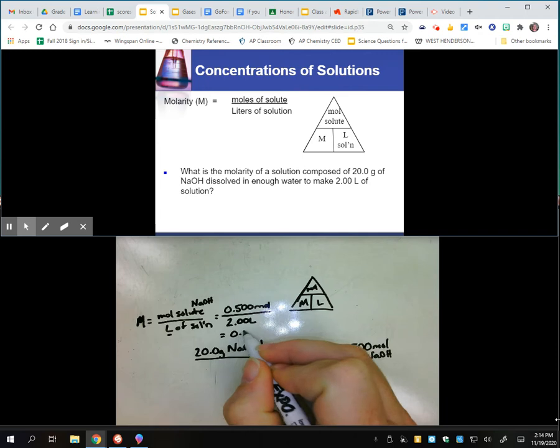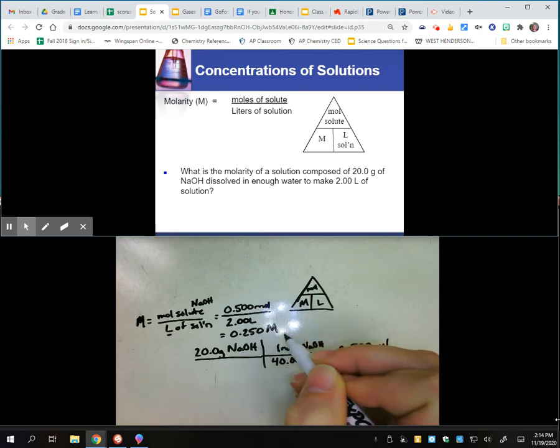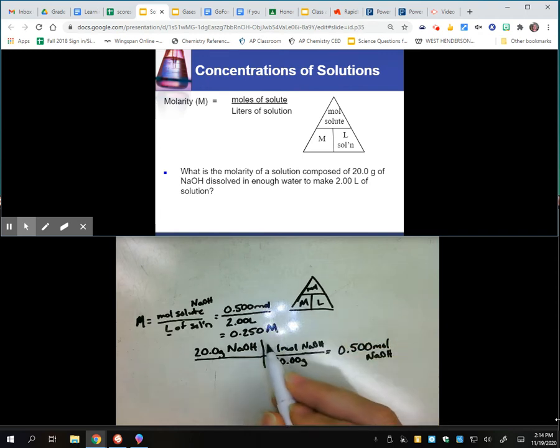This is going to be 0.250. And the unit for molarity is a big M, and the way we pronounce it is molar. So we would say the solution is 0.250 molar, like the tooth, molar.